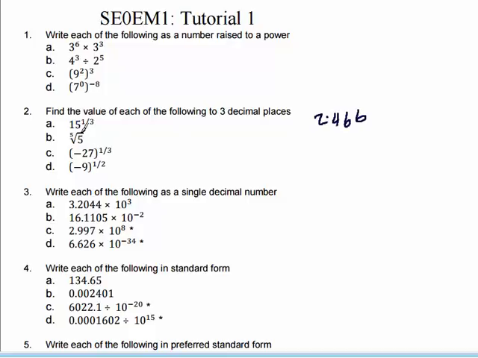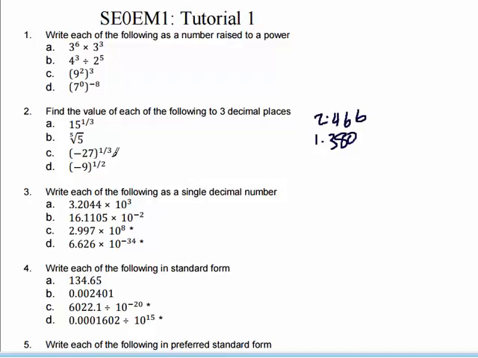Part B, we're looking for the fifth root of 5. So what times itself 5 times will give us 5? 1 times 1 times 1 times 1 times 1 will give you 1, so it's going to be greater than 1. But we've just said that 2 times 2 times 2 is 8, so it's going to be less than 2. So we're expecting to find a number between 1 and 2 and closer to the one end. And if you put this into your calculator, you'll find it's 1.380 to 3 decimal places.